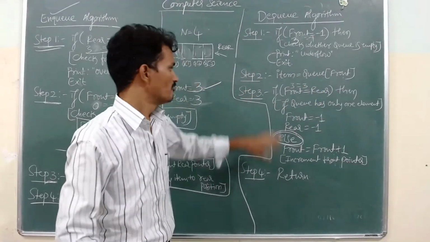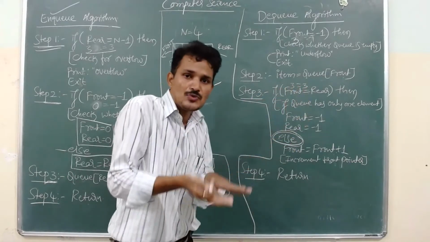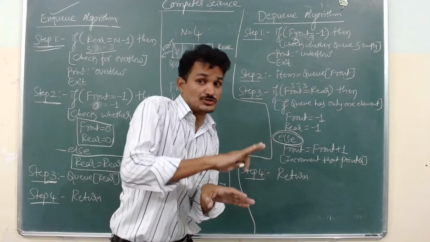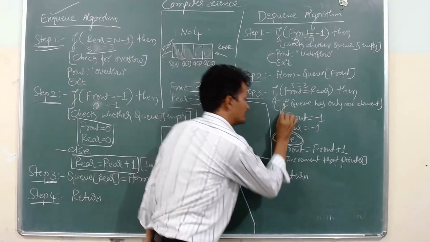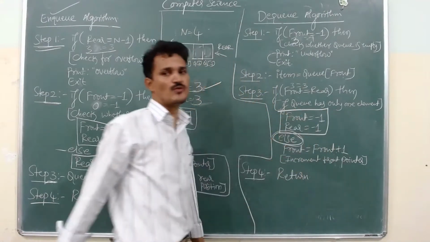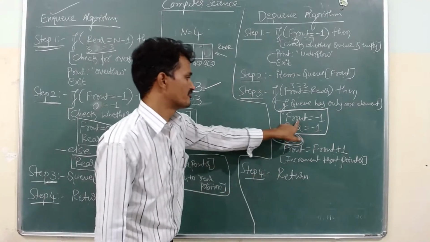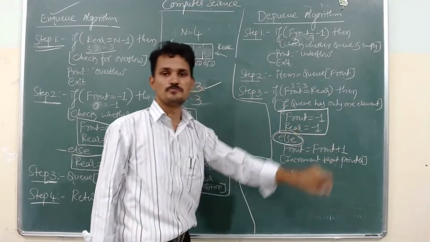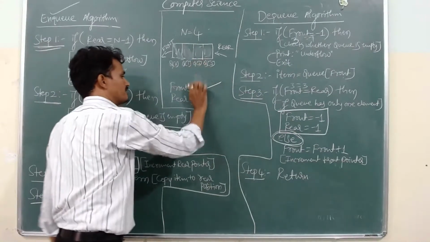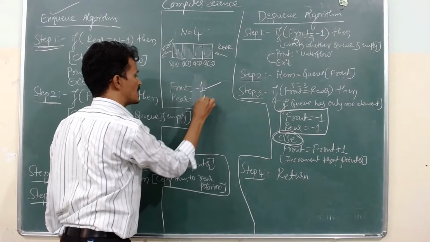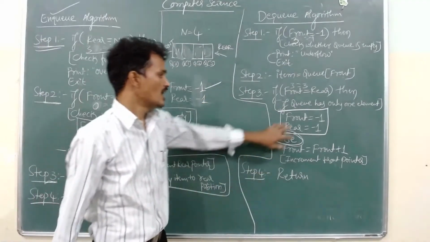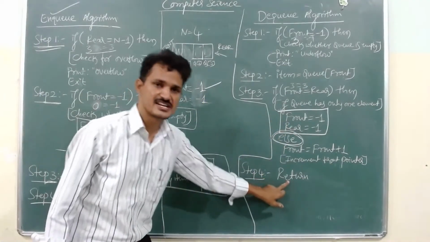Yes, it is true. This condition is true, which means I am going to execute the part before the else, not after the else. Before the else means I am going to execute these two statements: front equal to -1, rear equal to -1. So I will change these two values. Front becomes -1 and rear becomes -1. After that, step 4, return.